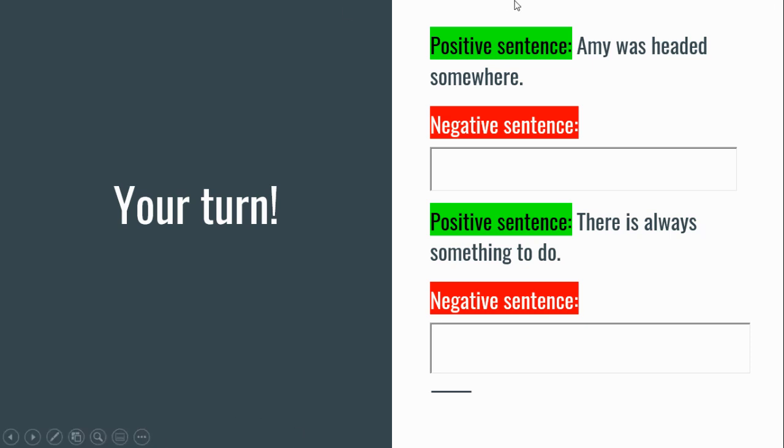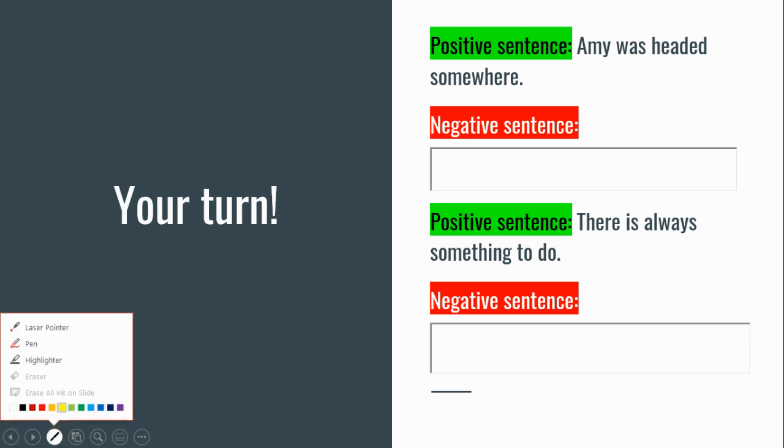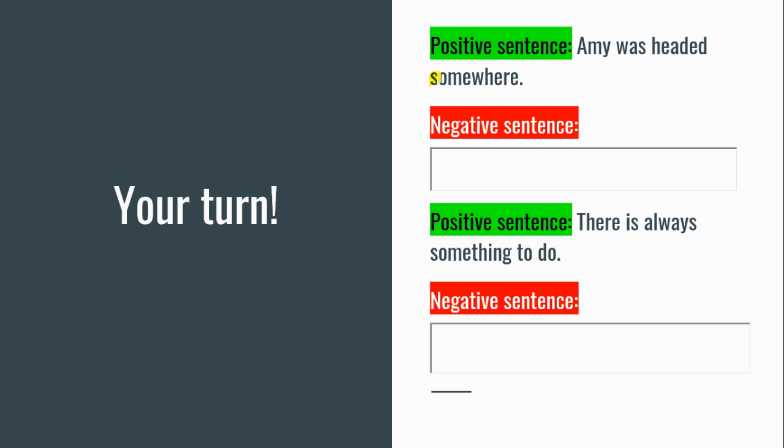First, we have a positive sentence that says Amy was headed somewhere. Making a negative sentence, we could say that Amy was headed nowhere.